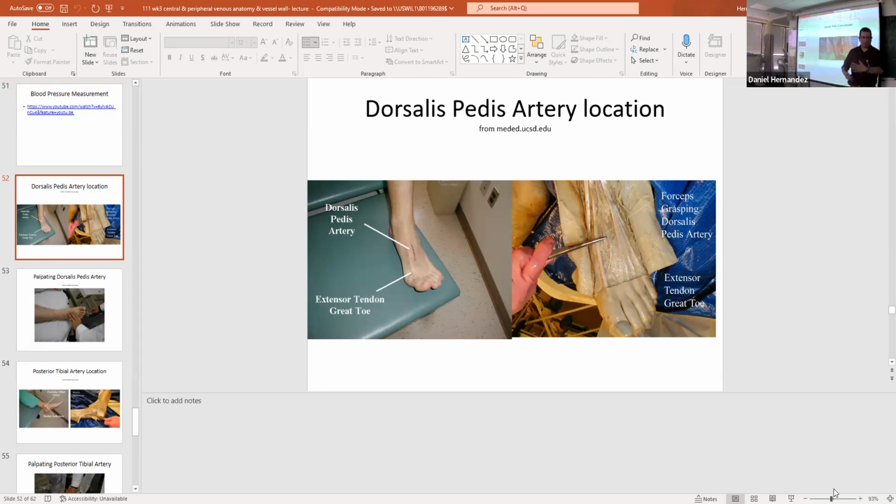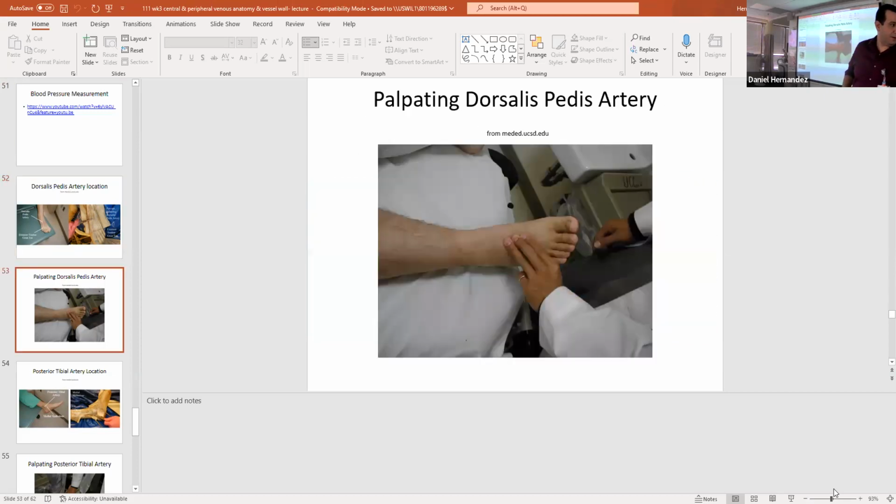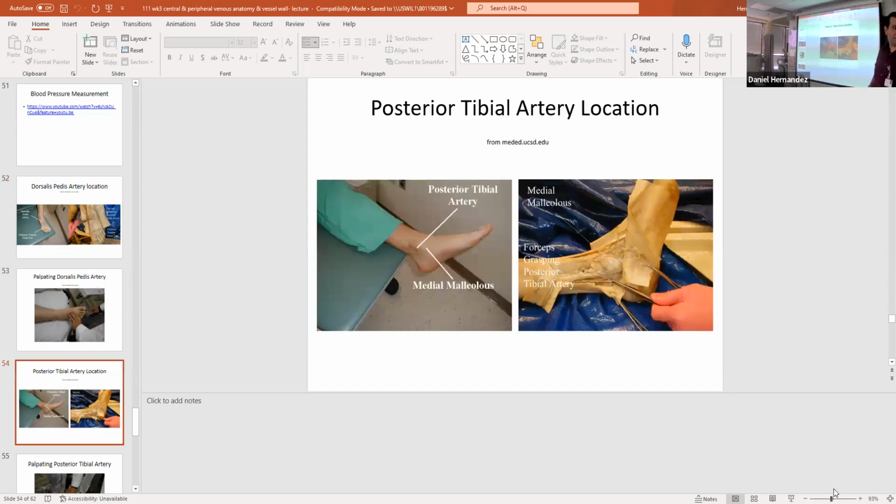If you have the patient flex their toe, you'll see the flexor tendon off the great toe, and the artery lies lateral to that flexor tendon. This was a cadaver showing that flexor tendon and the dorsalis pedis artery coursing on the top of the foot, and then being able to palpate it. And here's the posterior tibial artery. Here's our medial malleolus, that inner ankle, and the posterior tibial artery coursing posterior to that medial malleolus.